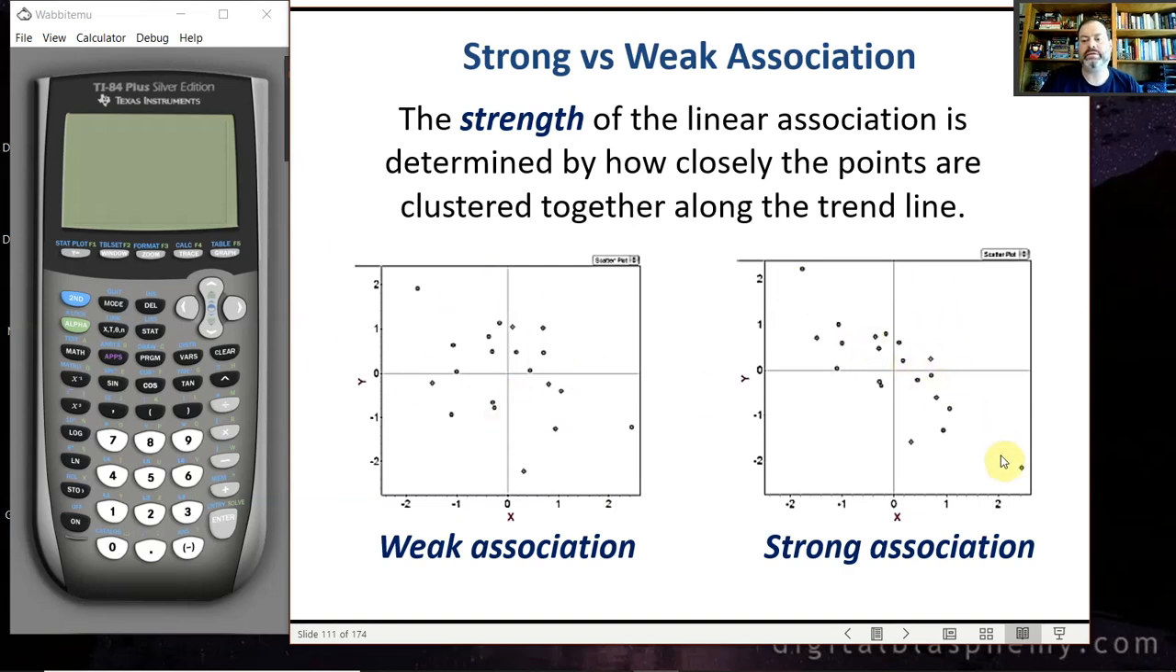Here is another negative association. You can see that it is generally more tightly clustered along that line. Just imagine a line here. And so that is a stronger association. But these are both linear because there's no big curves, right? So if you see big curves, there's really nothing we can do in a class like this. We just don't get into the curve stuff too much.